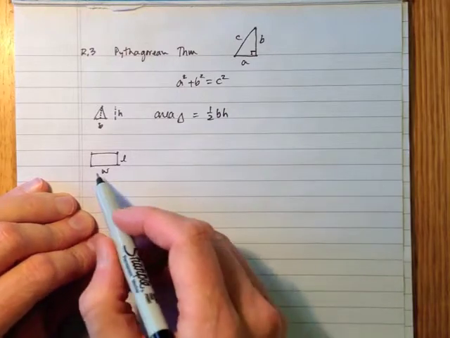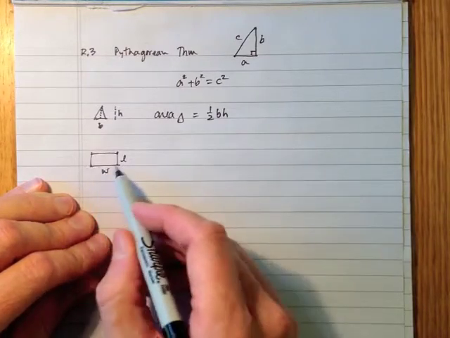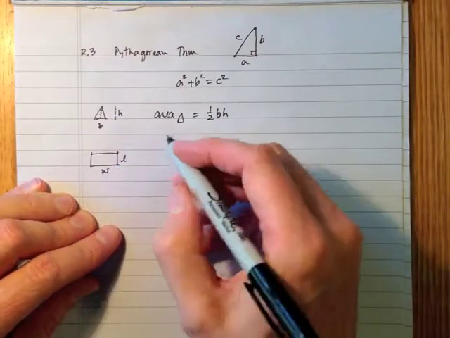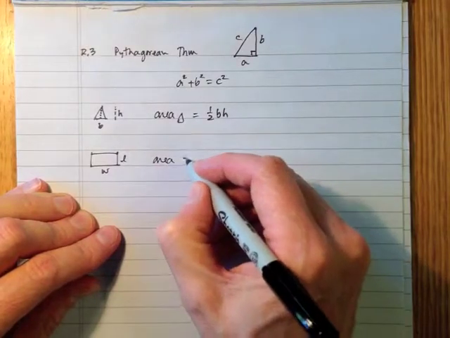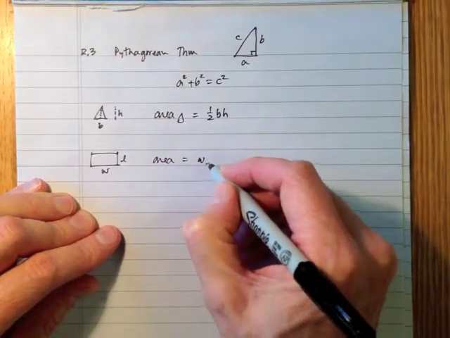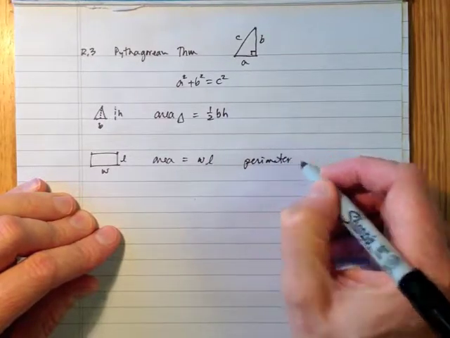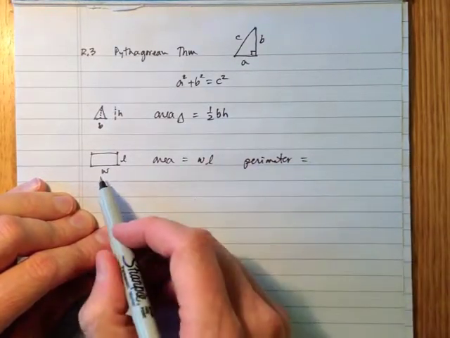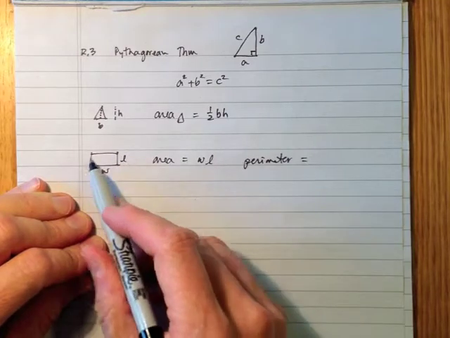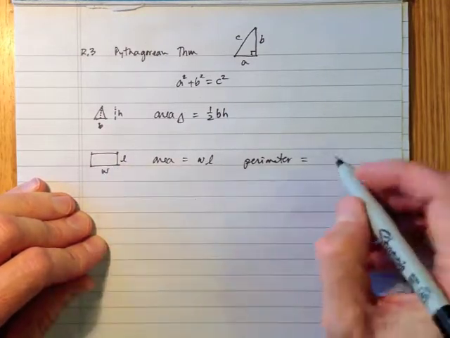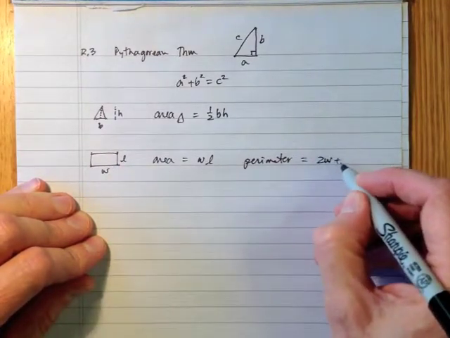In a rectangle, let's say the width is this horizontal dimension and the length is that vertical one. The area is width times length. The perimeter is just the sum of the sides, well, it's the distance around the rectangle. So that's 2w plus 2l.